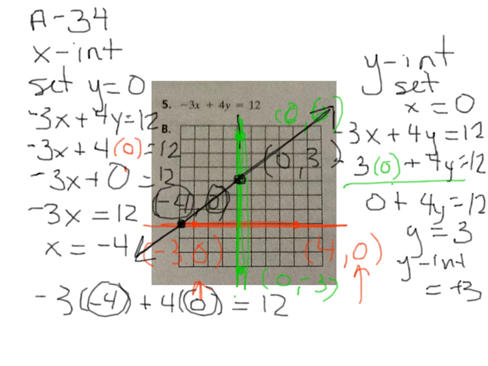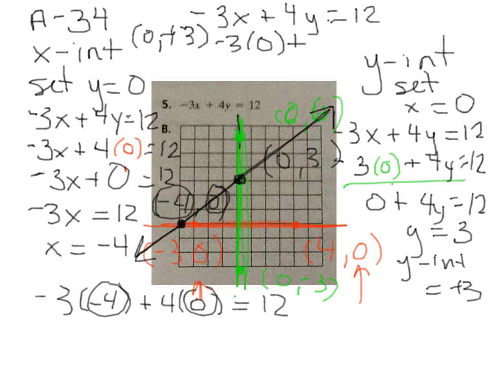I connect those dots, and there is my line. And if I was to plug 0, 3 into that equation, you'd see that it worked as well. So negative 3x plus 4y is equal to 12. I'm going to plug in the point 0, positive 3. That gives me negative 3 times 0 plus 4 times 3 is equal to 12. And you can see that I get 12 is equal to 12, and that's a true statement. Therefore, the point 0, 3 has to lie on my graph, and there's the first one.